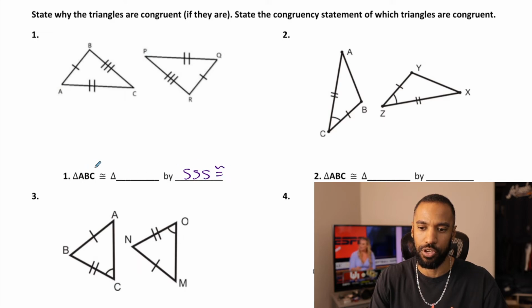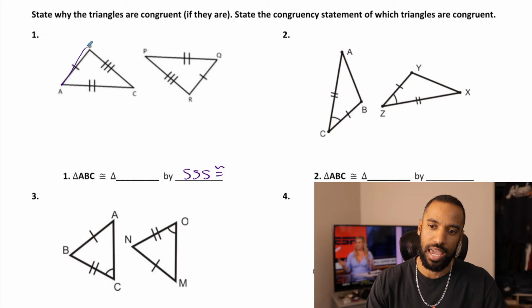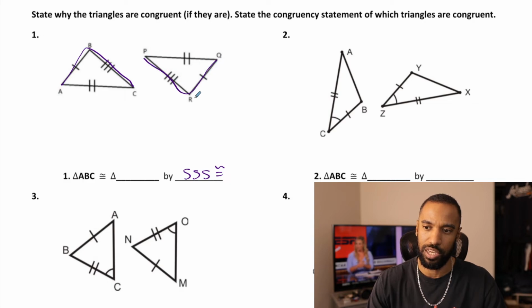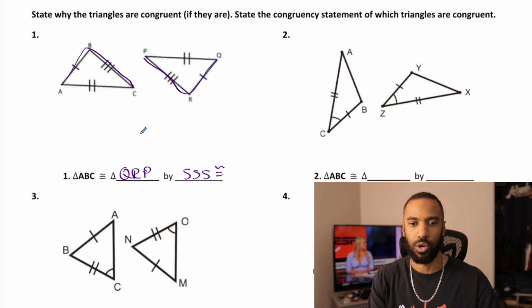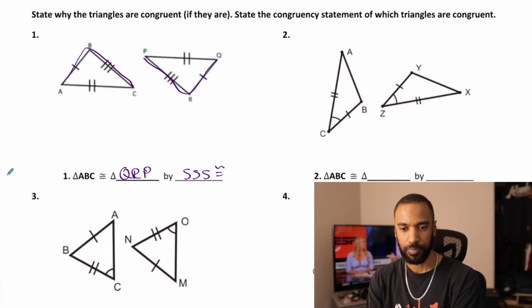Now they give you triangle ABC is congruent to what? Notice when you do ABC, you go across the 1 tick mark to the 3 tick mark. We have to go across the 1 to the 3 and say QRP. Triangle QRP. Letter order matters. Correspond the parts. There it is.